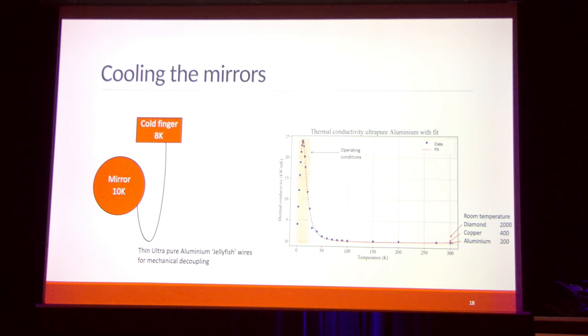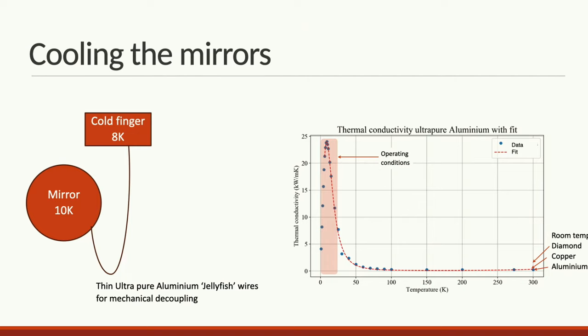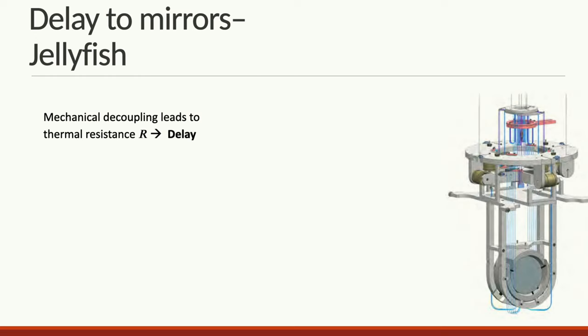However, it's only during operation conditions that these wires work nicely. So basically what we created is that by decoupling the mechanical connection from the outside towards the mirror, we introduce a very large thermal resistance, which causes a delay in time. I will skip this a bit. So this delay in time is then what gives rise to this long cooldown time.